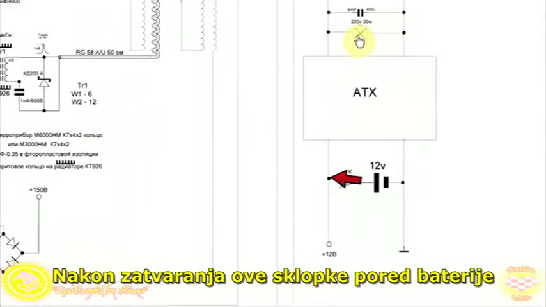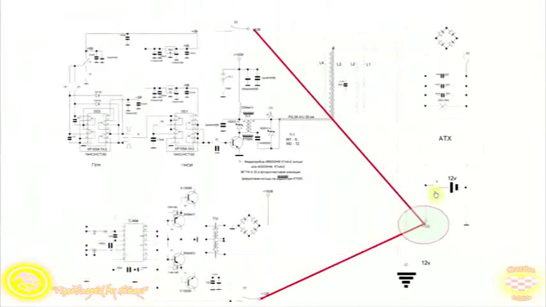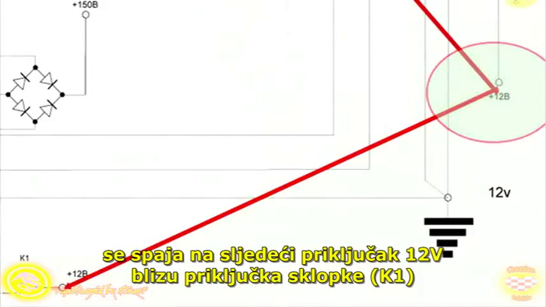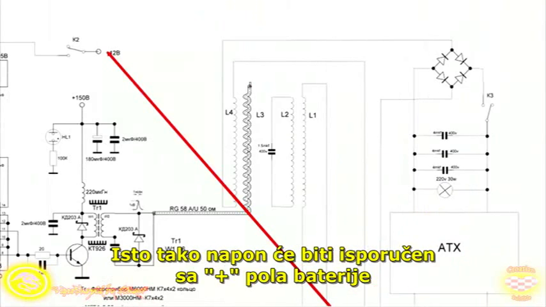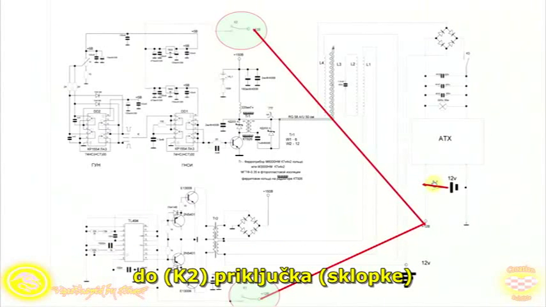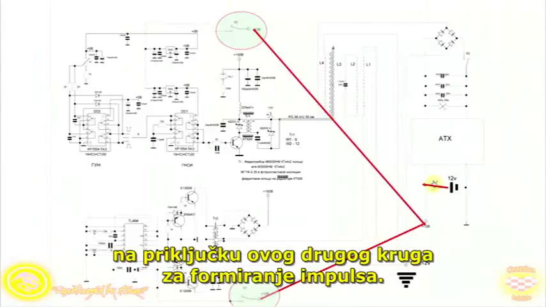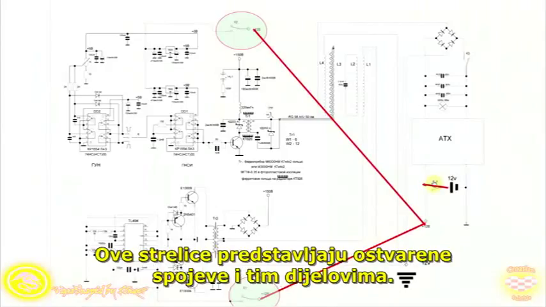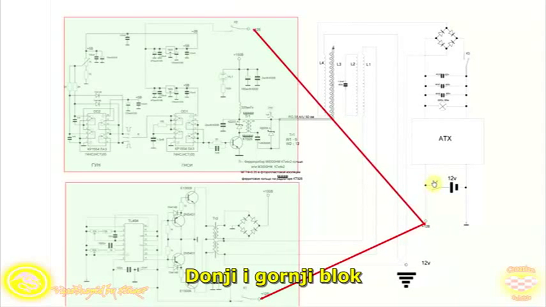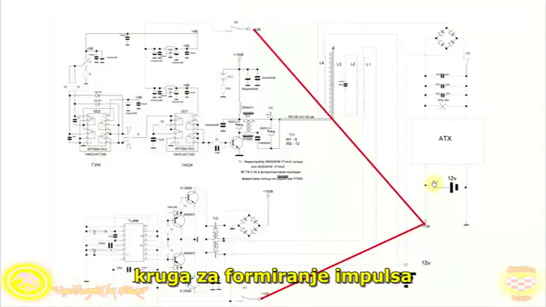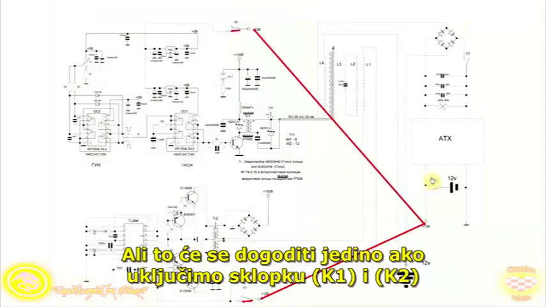After closing the switch next to the battery, 12 volts from the plus of the battery is connected to another 12 volt near terminal of switch K1. Also, the voltage from the plus of the battery is going to be delivered to the K2 terminal of the pulse forming circuitry, the upper one. Those arrows symbolize connections that have to be physically made in those points. The lower and the upper block of impulse forming circuitry will have power now. But that will only happen if we switch K1 and K2 on.